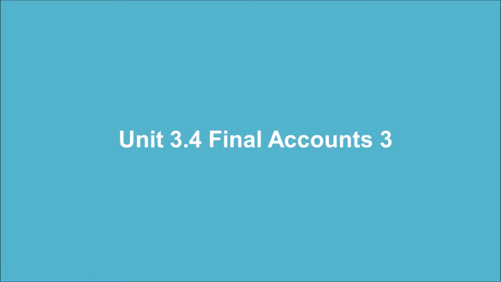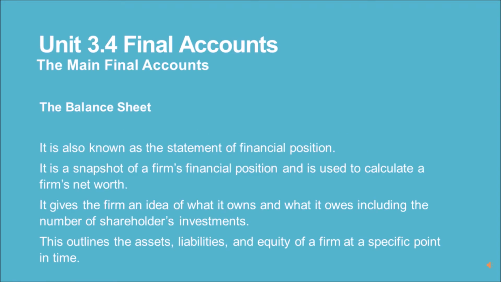Unit 3.4 Final Accounts 3. The balance sheet. It is also known as the statement of financial position. It is a snapshot of a firm's financial position and is used to calculate a firm's net worth. It gives the firm an idea of what it owns and what it owes, including the number of shareholders' investments. This outlines the assets, liabilities, and equity of a firm at a specific point in time.